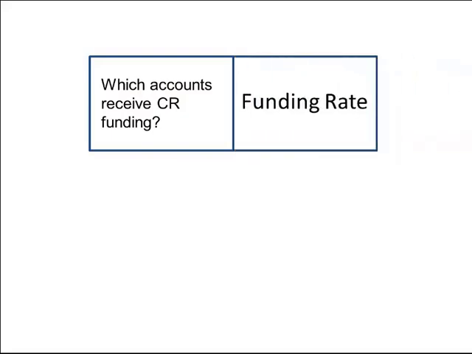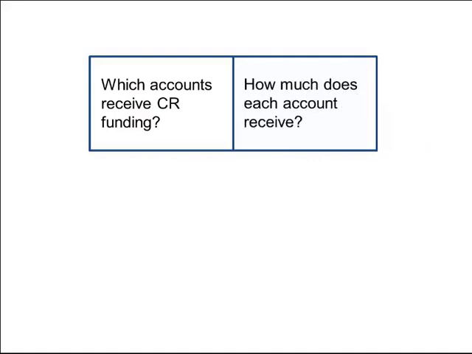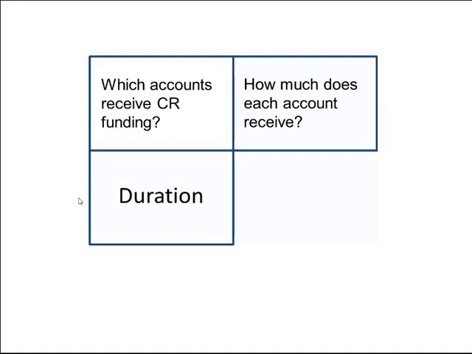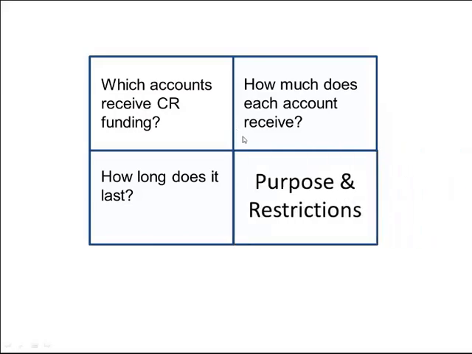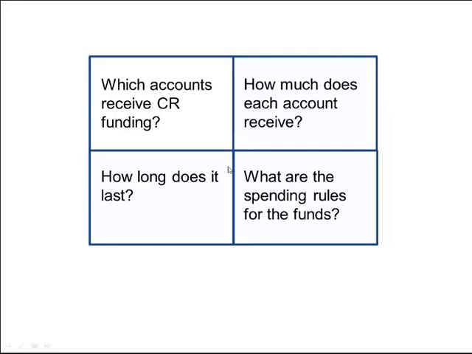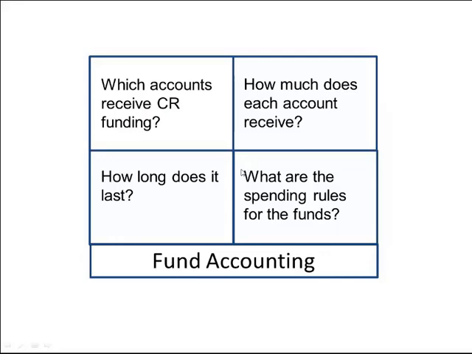Second, you need to know the funding rate, or how much each account receives. Third, you need to know the duration. How long does the CR last? Fourth, you need to know the purpose and the restrictions, or the rules that you have to follow in spending the funds. And fifth, you need some fund accounting guidance to help you figure out how to record the operations under the CR.